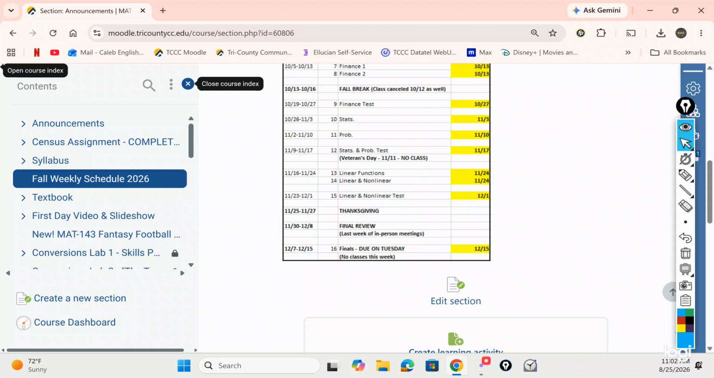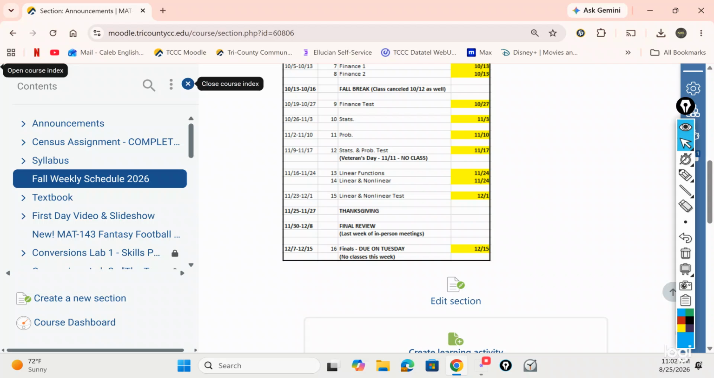The next time that we double up is with linear functions and linear and nonlinear, because those are kind of short and they're easy to put together. And I want to get the whole linear thing taken care of before Thanksgiving. That way, when we come back from Thanksgiving, we're only going to have about 2 weeks left. And we're only going to have 1 week left, because we're going to be doing final review that week. And then finals will open on the 7th of December, and there are no in-person classes that week.